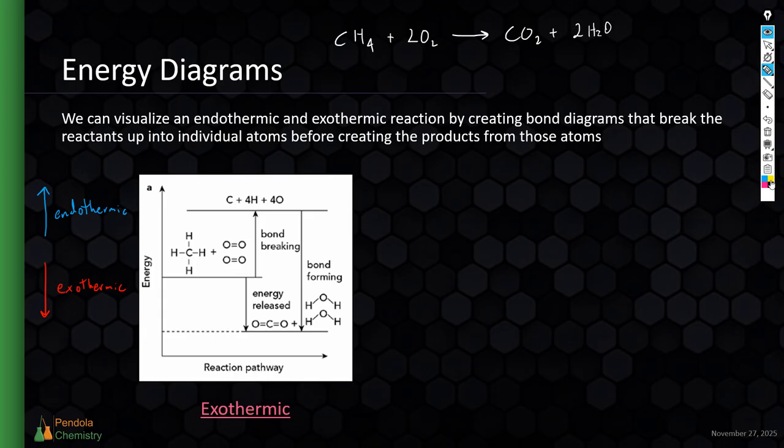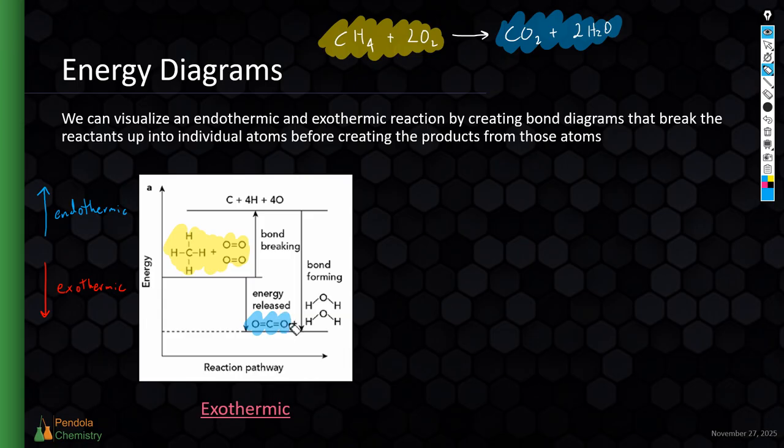We have our reactants in the left side of the diagram. So here we have our methane and our two oxygens, which are our reactants here. And then we have our products, carbon dioxide and water, here at the bottom. This is because our methane burning in oxygen is an exothermic process.